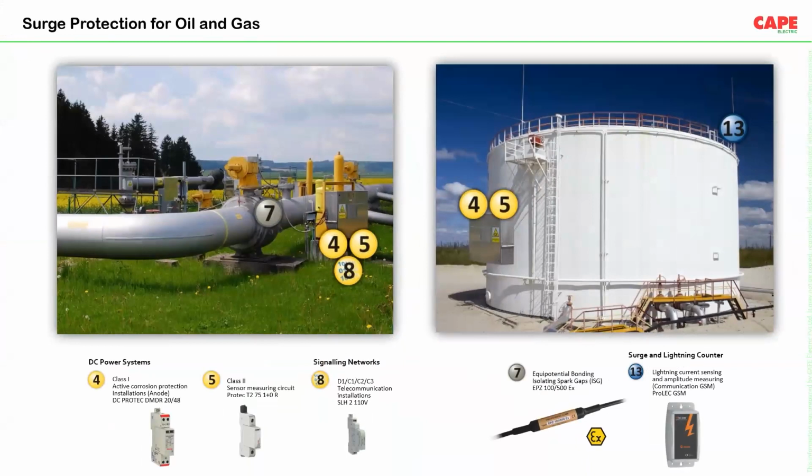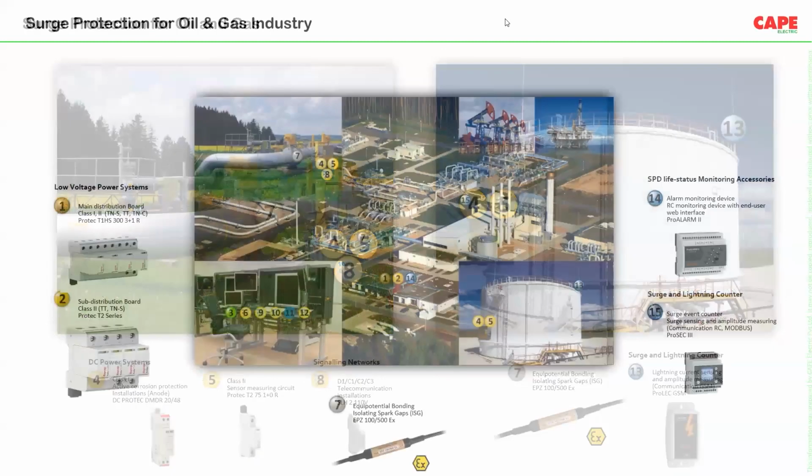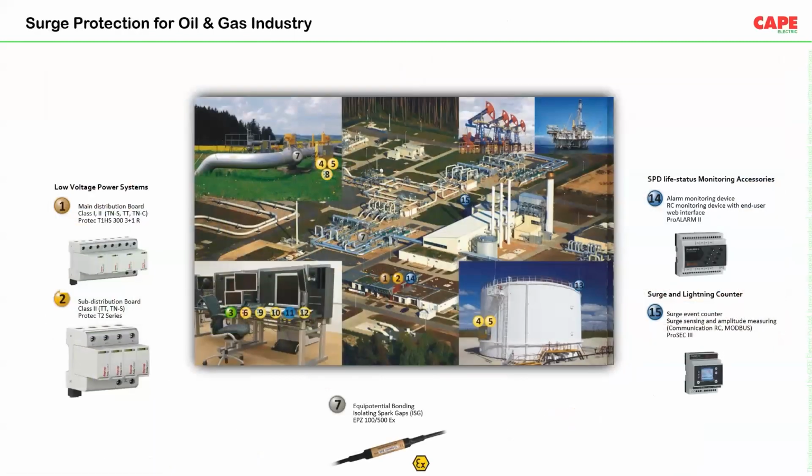Then for the oil and gas segment, we need to use multiple SPDs like class 1 SPD, class 2 SPD, isolating spark gap, as I explained earlier. In this particular segment, again, normal threaded SPD can also be used because it's an explosive environment. Sometimes they have field equipment which needs an SPD with threaded connections. Again, the same SPD monitoring devices along with lightning counter can also be used here.